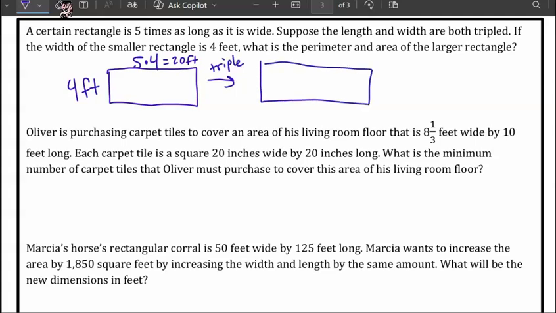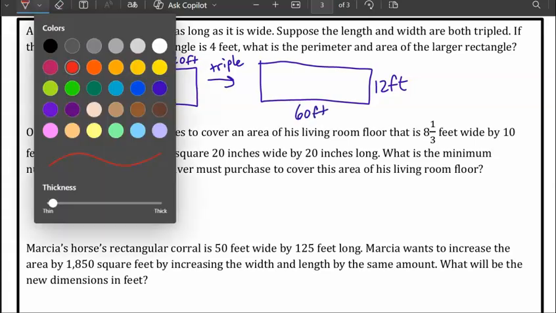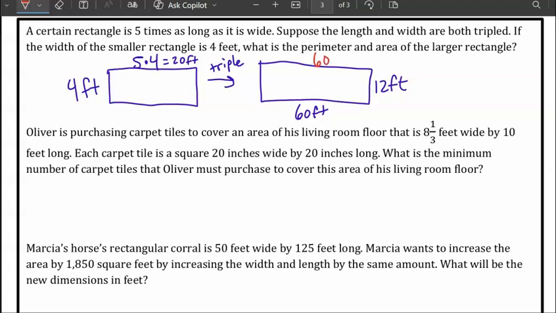4 times 3 would be 12. And then 20 times 3 is 60. To find the perimeter, we're going to add all 4 sides together. 12 plus 12 plus 60 plus 60. 144.